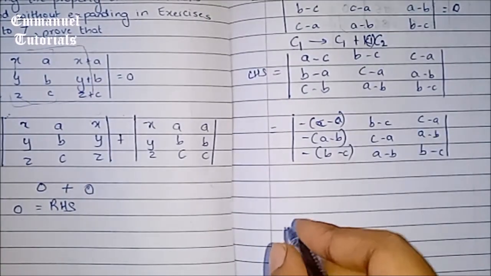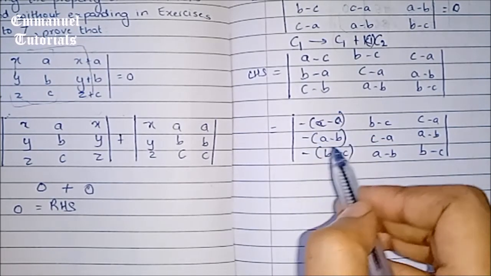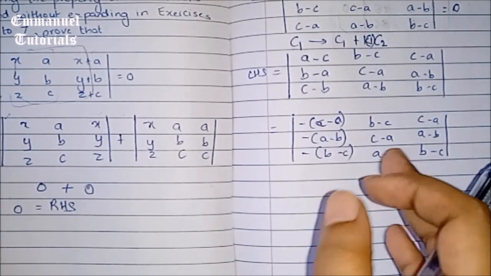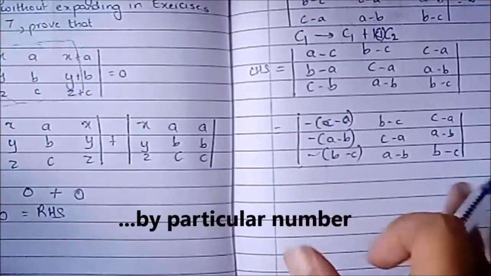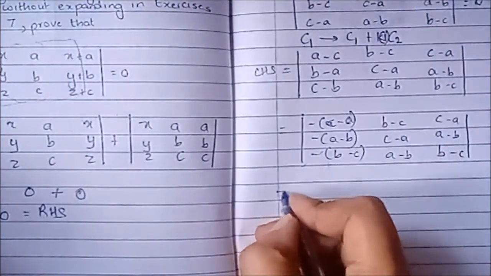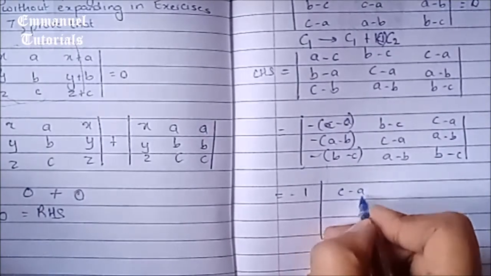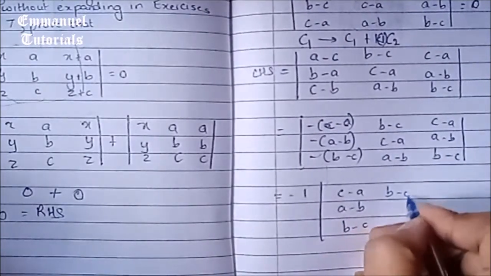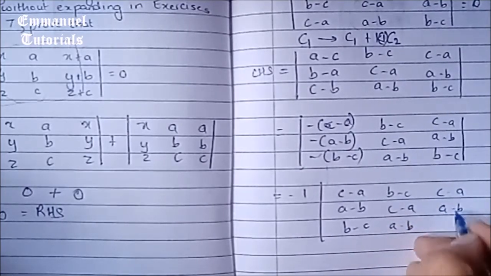Now property number 4 of determinants states that if each element of a particular row or a column of the determinant is multiplied by a particular number, the whole determinant can be multiplied. In this case, you can see that the first column is multiplied by minus 1 completely. So can we take minus 1 common, and then our determinant will be C minus A minus B, B minus C, B minus C, C minus A minus B, C minus A minus B, and B minus C.